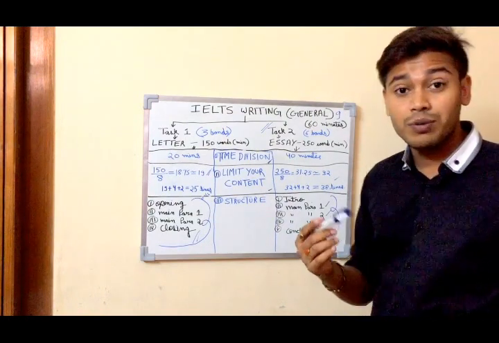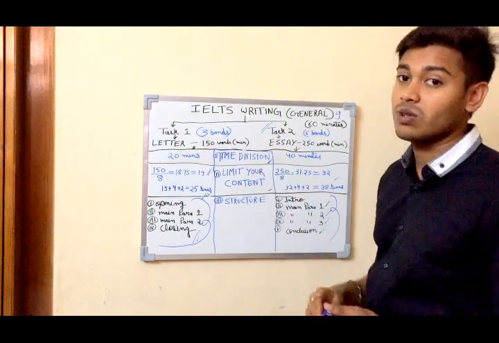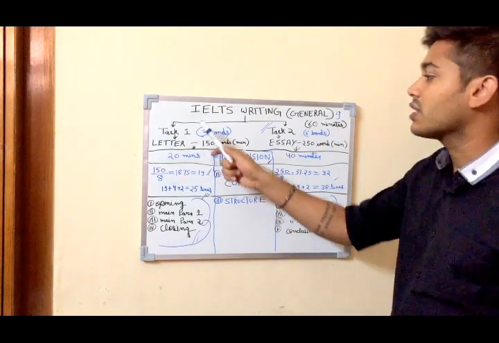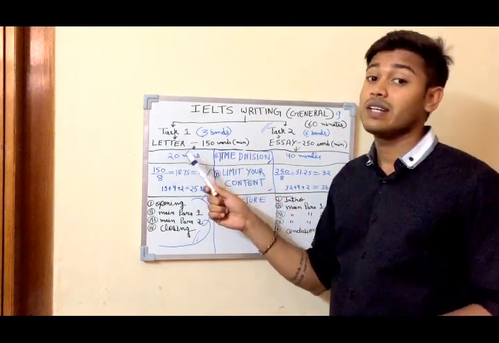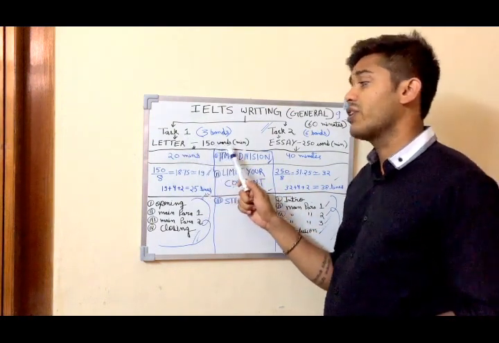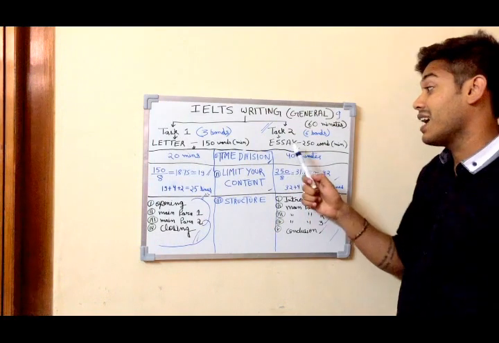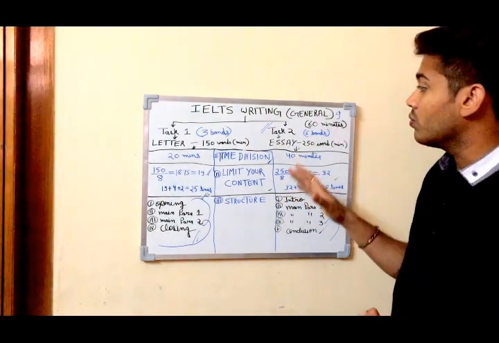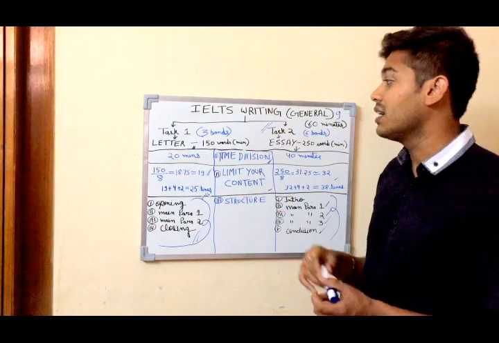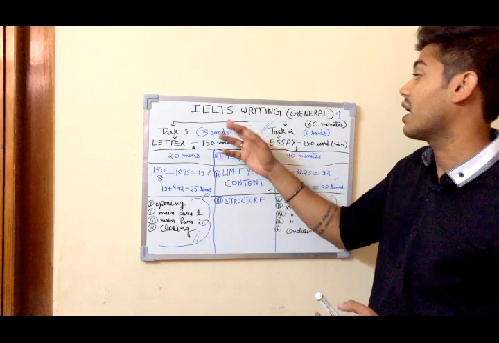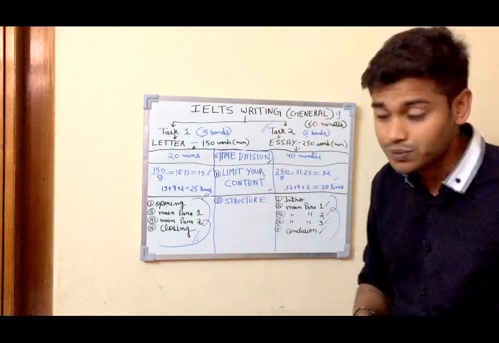So now you would be thinking, okay, what is there in task 1 and what is there in task 2? In task 1, many of you would be knowing, you are required to write a letter. That letter has to be minimum of 150 words, whereas essay has to be minimum of 250 words. So after knowing this all, I'll tell you the tricks. How can you improve your writing in general module?